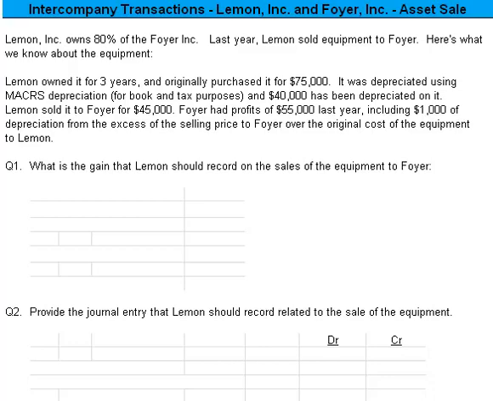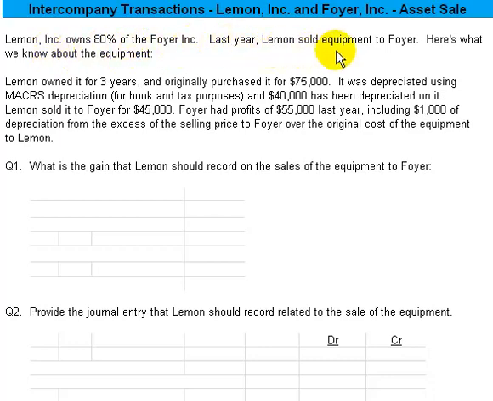Let's take a look at this intercompany transaction problem. It deals with Lemon Inc. and Foyer Inc., and there's an asset sale between these two related parties. Alright, here's what we know, and I'm just reading right here. Lemon Inc. owns 80% of Foyer Inc.